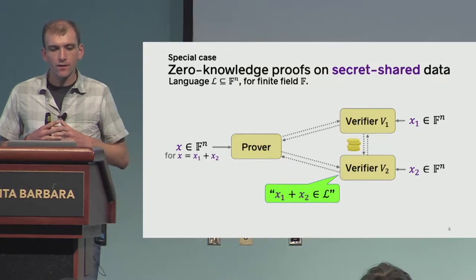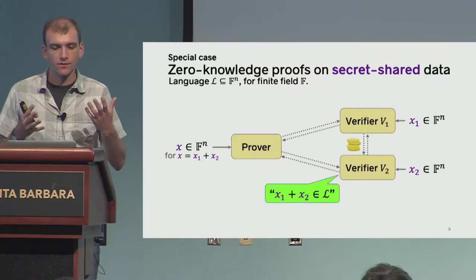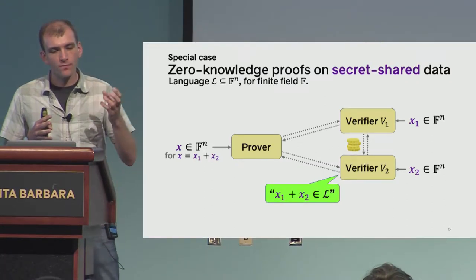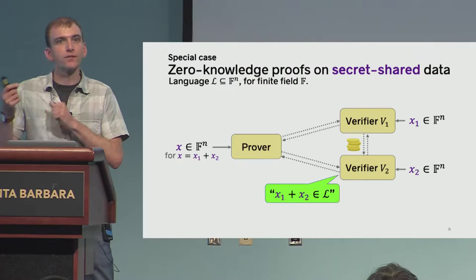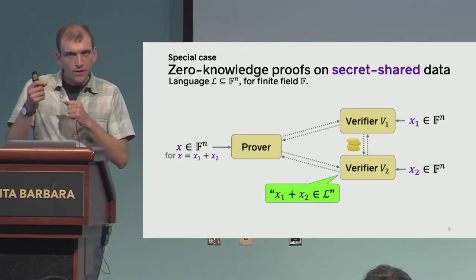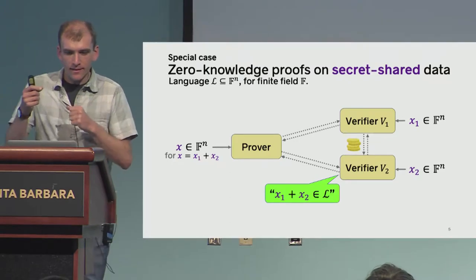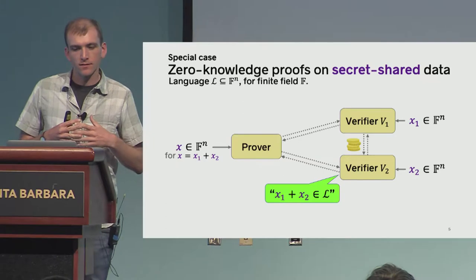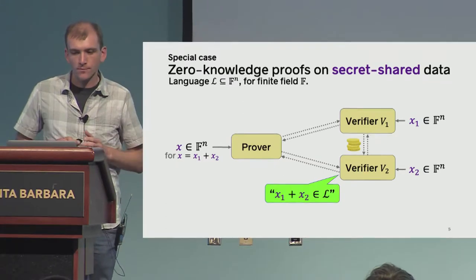In the cryptographic context, there's one type of zero-knowledge proof on distributed data that comes up all the time, and these are what we call zero-knowledge proofs on secret shared data. The setting here is one in which the prover has a vector, and the verifiers each have secret shares of the vector according to some, say, linear secret sharing scheme. So neither verifier actually sees the data in the clear. They only have shares of the data, and yet the prover should be able to convince the verifiers that this vector is in some language.